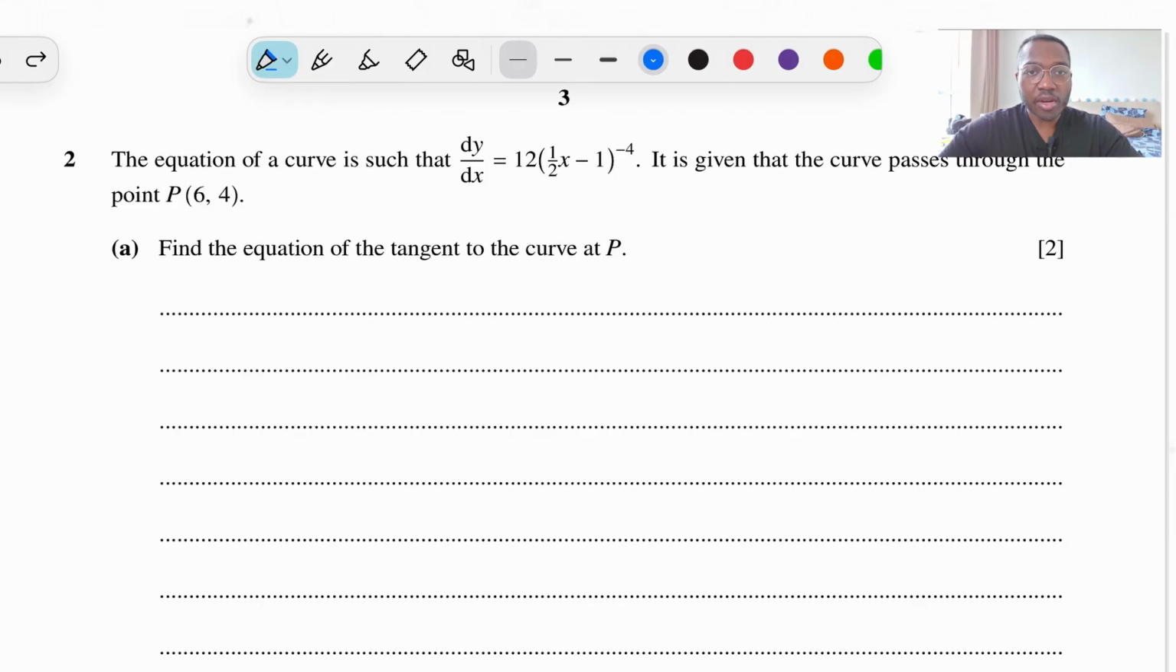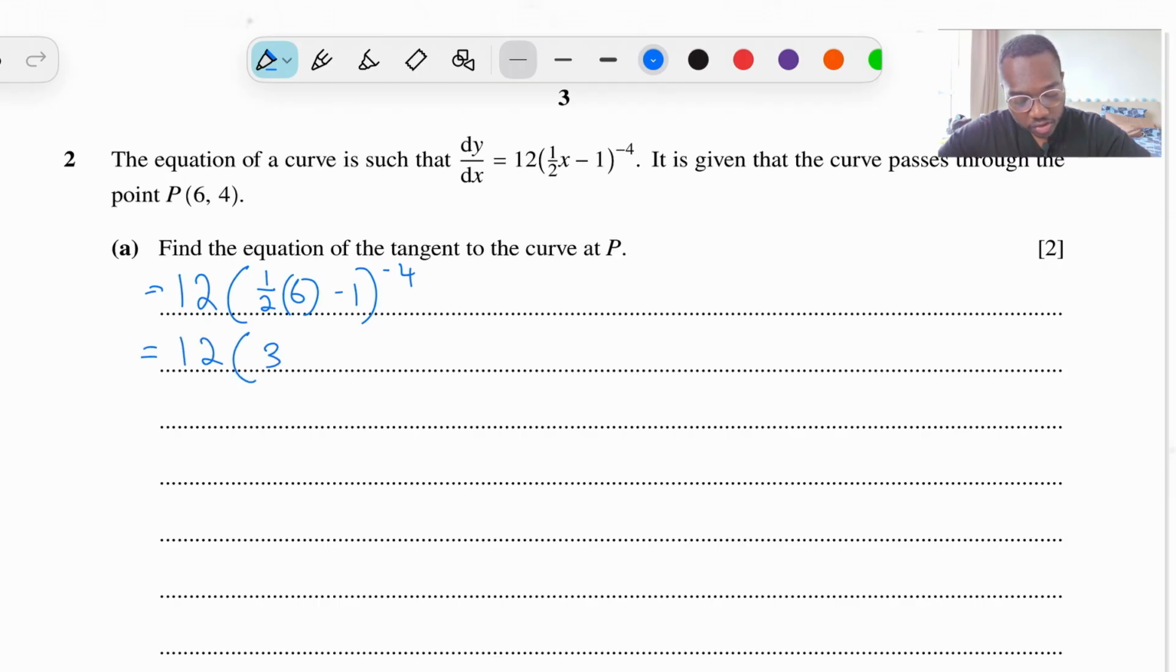Now we've been given dy over dx, so if we just put in our x value at that point, well, that will give us our m value. So that's what we're going to do. In our case, that'll be 6. So we just need to do 12, and then in brackets, it'll be a half times 6 minus 1, and that'll be raised to the power of minus 4.